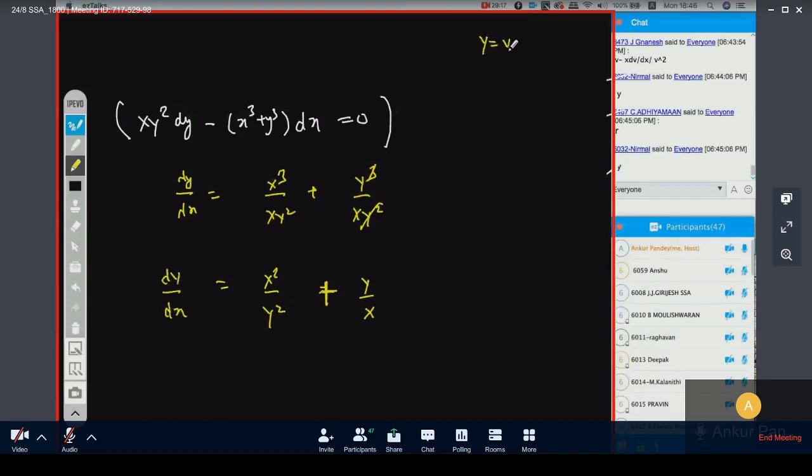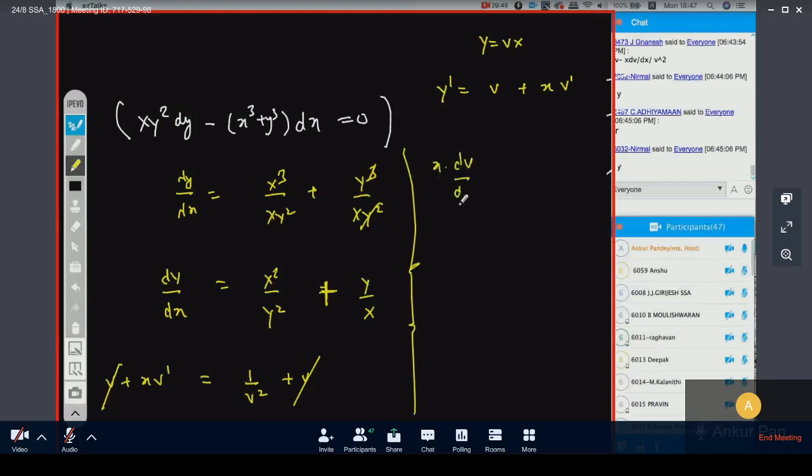So we'll be writing y equal to vx, right? Y dash is equal to first as it is times differentiation of second plus second as it is times differentiation of first. Put this here. So we will get v plus x v dash equal to, instead of y, vx. So x square and x square got cancelled, 1 by v square, plus instead of y, vx, x and x got cancelled, v and v also got cancelled. See, this is such a simple question.